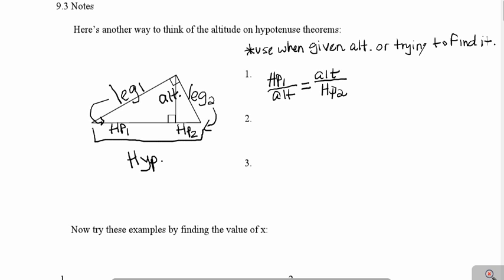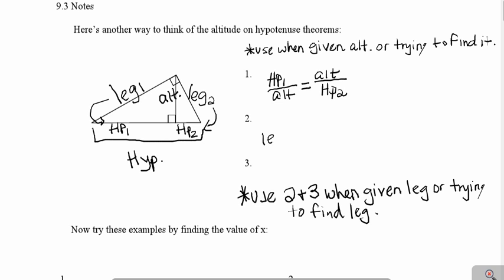Now, the second type is if you're given a leg or trying to find the leg. And there's two different ways of thinking about it because I know that there's two different legs. So really essentially the last two, so 2 and 3, are the same exact thing. It's just I'm going to show you, for instance, if you were given or trying to find leg 1 or if you were given or trying to find leg 2. But really they are pretty much the same thing. So you're going to use 2 and 3 when given a leg or trying to find a leg.